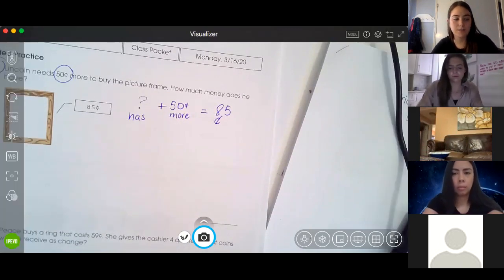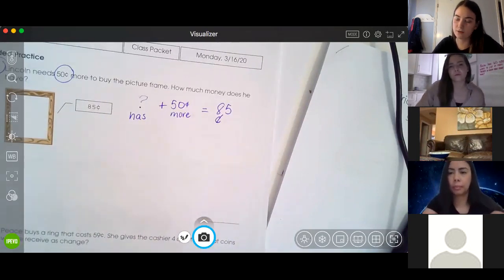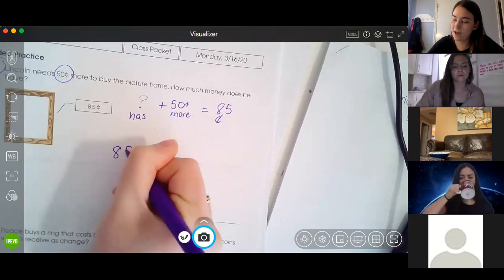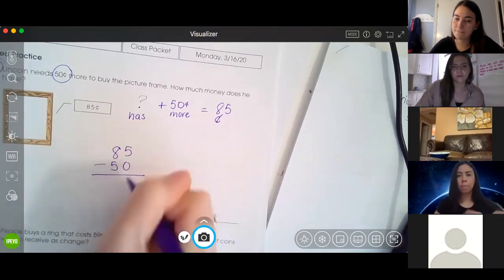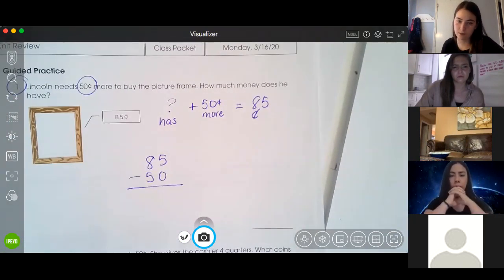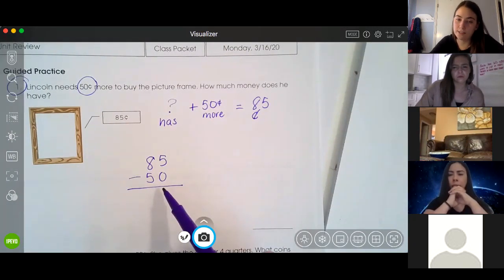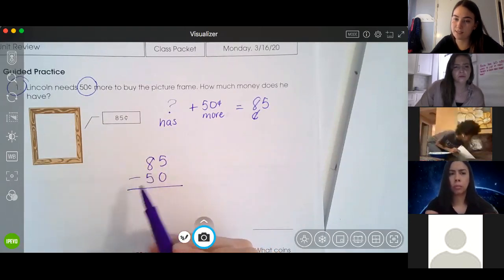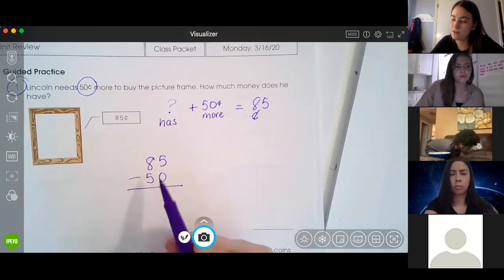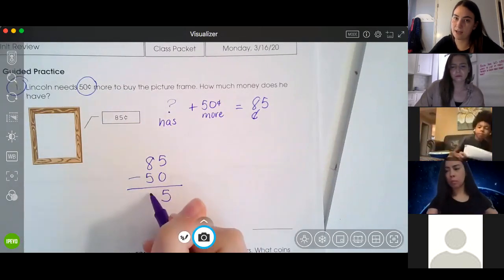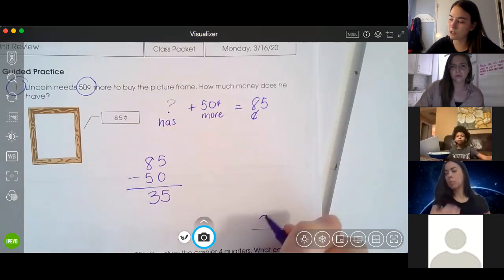And when you solve, you can use any strategy you want. But for now, I'm going to use standard algorithm. So making sure my work is super neat and organized, I'm going to do 85 minus 50. And this isn't in your daily packet for today. It will be in the future, so you're just following along on your screen. When I subtract, I always start with the ones place. And I want to make sure that my bigger number goes on top. So 85 minus 50 is going to help me find my missing part. So 5 minus nothing I know is 5. And 8 minus 5 I know is 3. And my answer is 35.